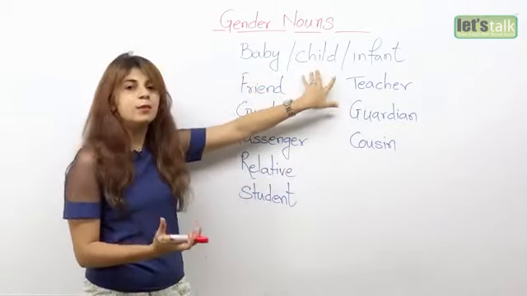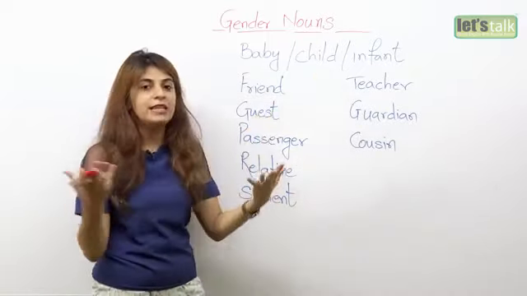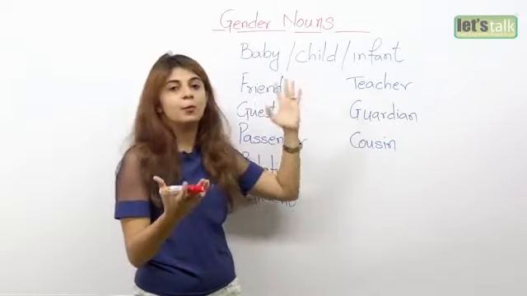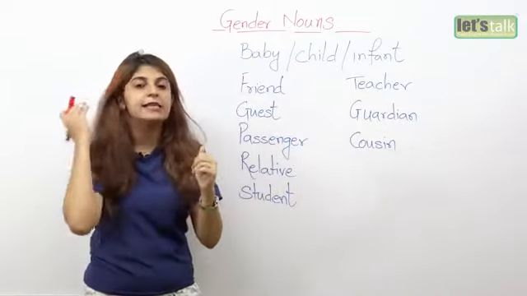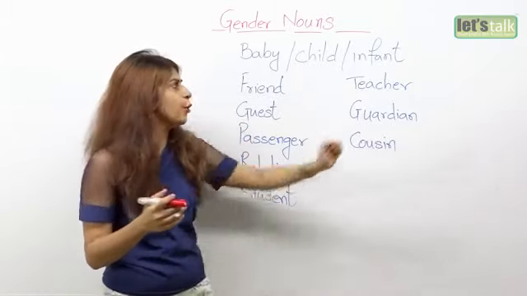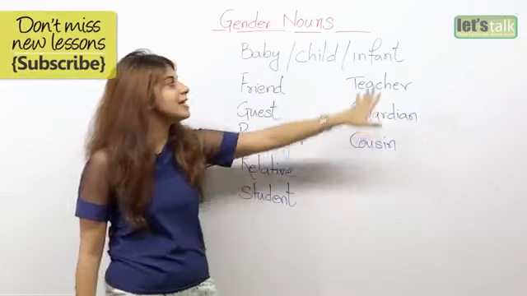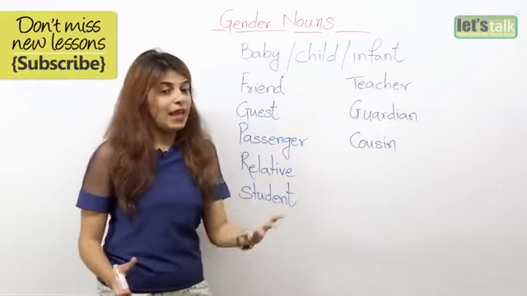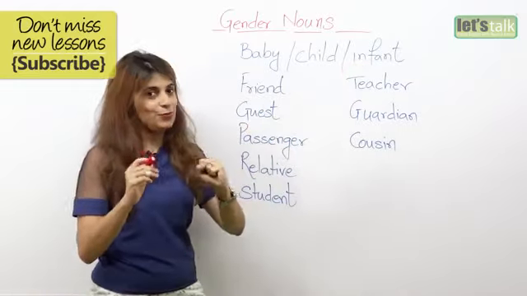And of course, even when you talk about your child, it can be a girl or boy, it doesn't matter. It's the same term that we use. And also for infant. Infant is a baby who is less than 2 years old, okay? A cute little baby is an infant. So again, be it a girl or a boy, it's the same term that we use.